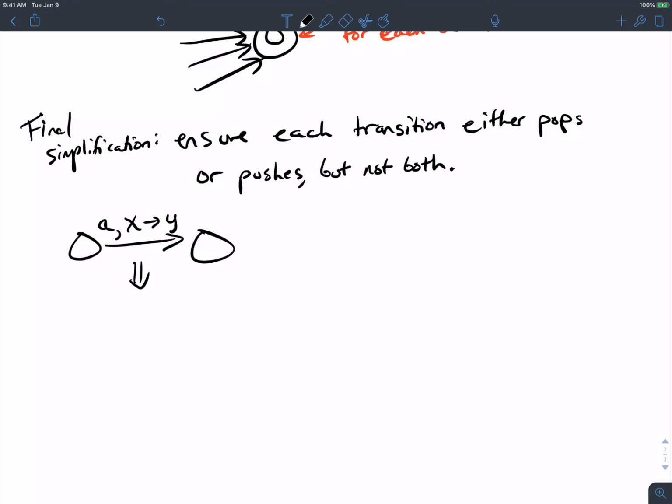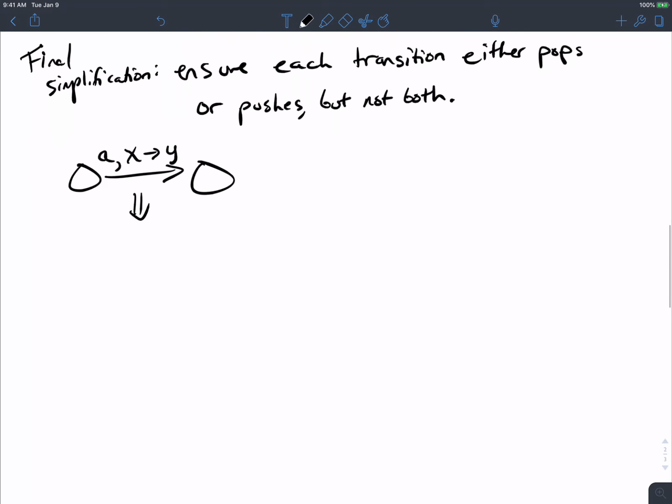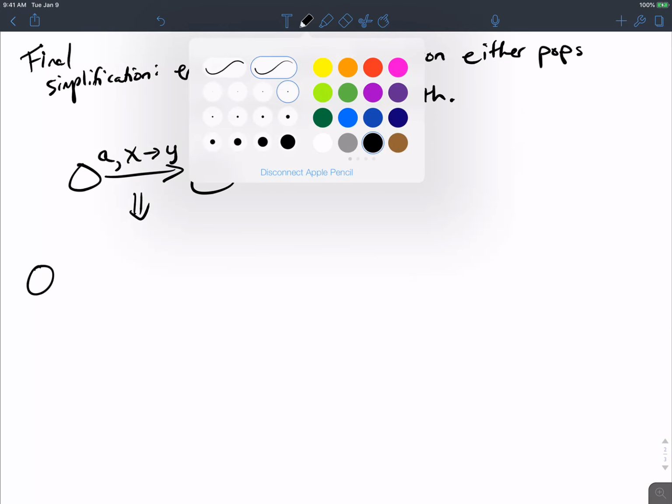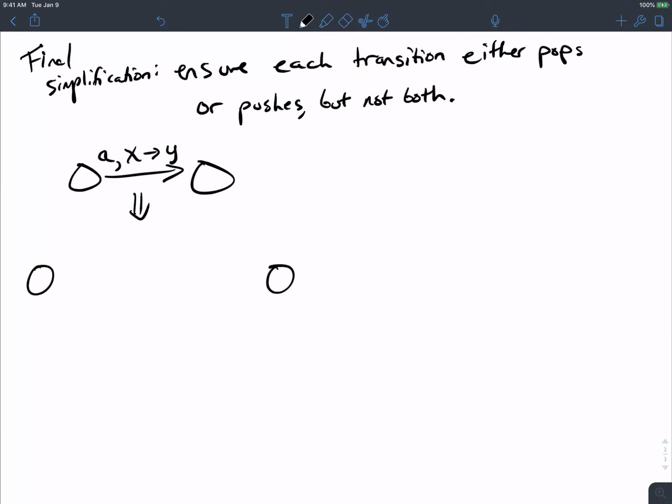Here's an incorrect way, and I want you to tell me why. We're going to push Y first and then pop X. Yeah, if we push something on top, the thing we want to pop is not there anymore. So we got to pop first. So what we're going to do is we're going to put a state in the middle, and we're going to fix this with two transitions.